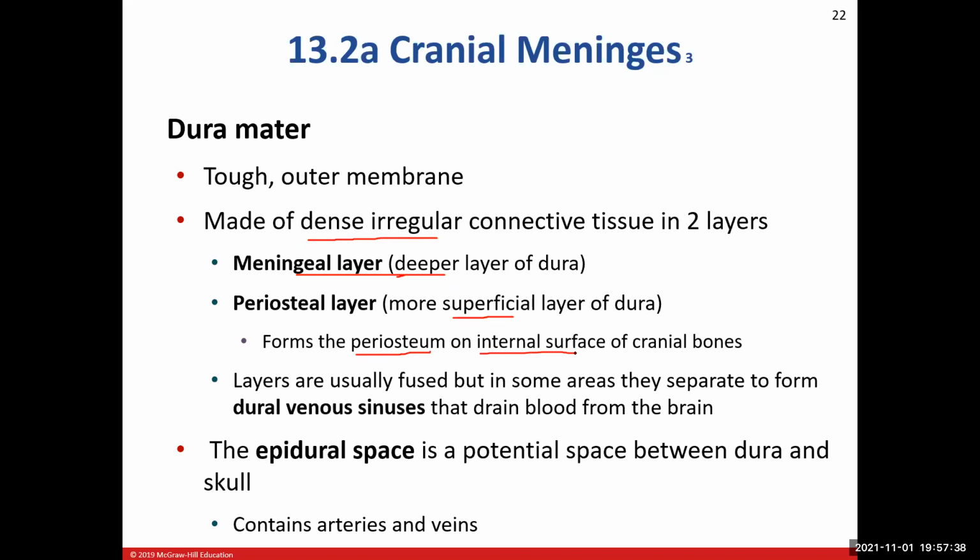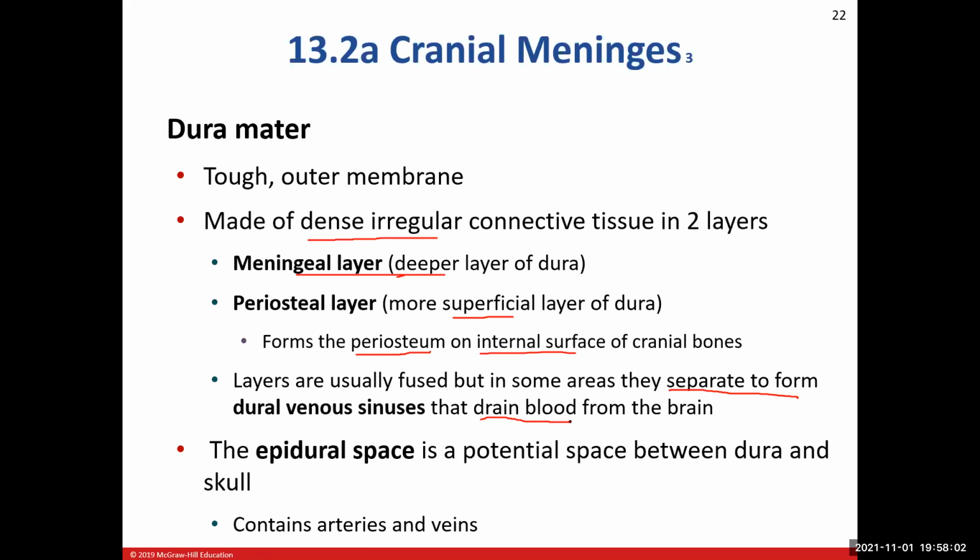Now, when the two layers of the Dura Mater separate in certain areas, where they're purposely supposed to be separated, they form these structures called dural venous sinuses. These sinuses will drain the blood from the brain.